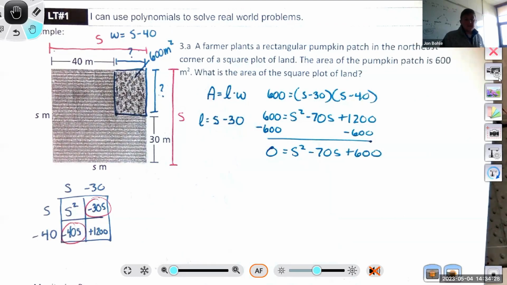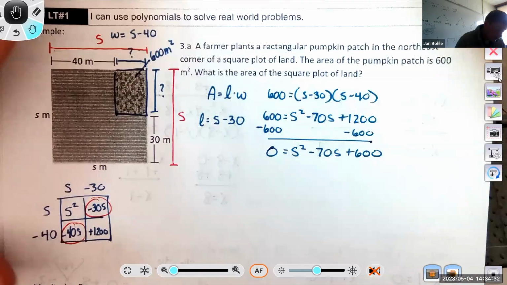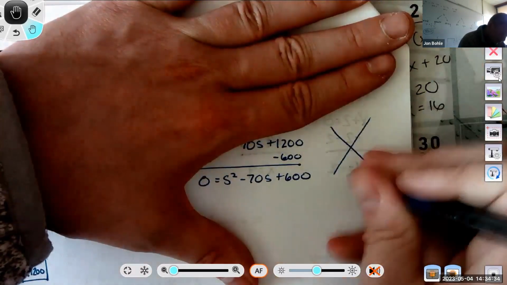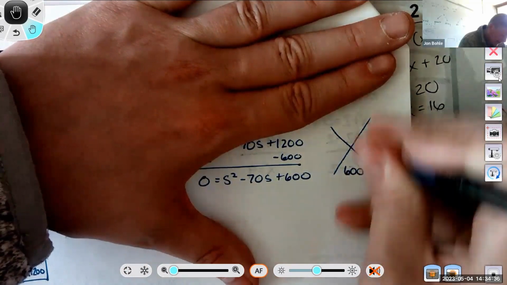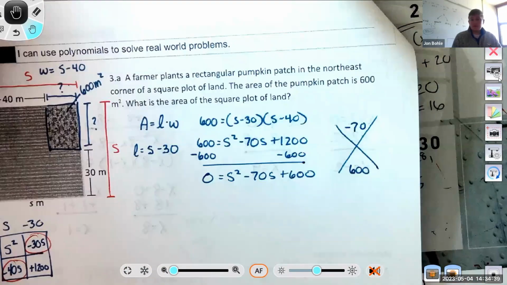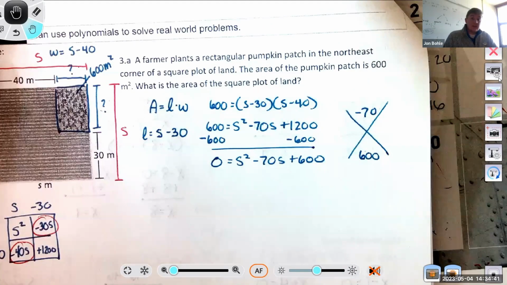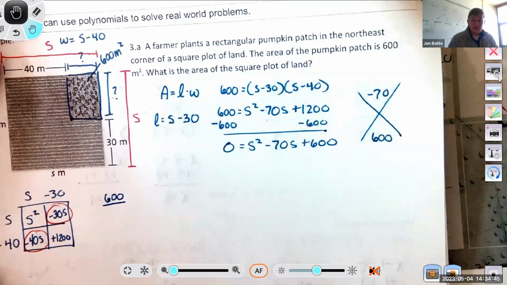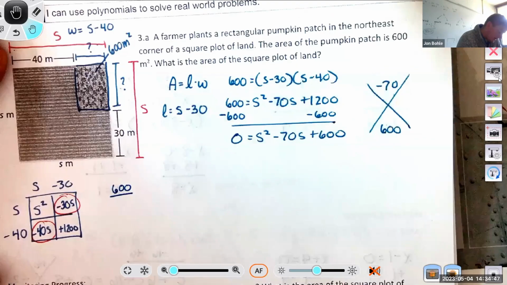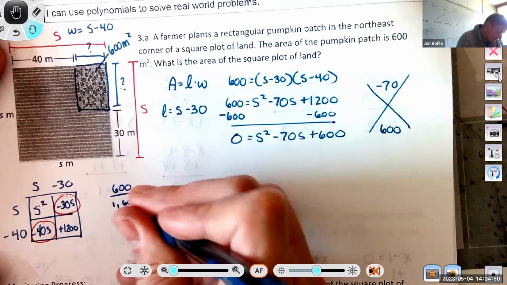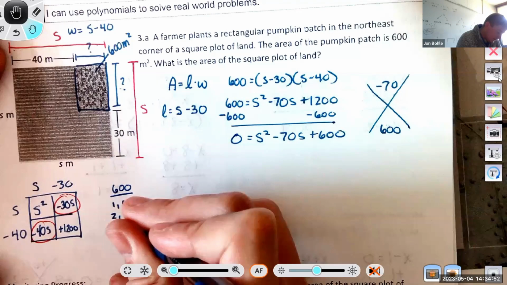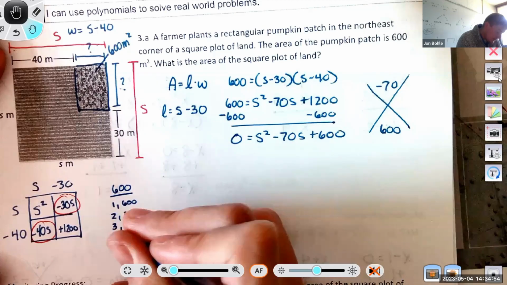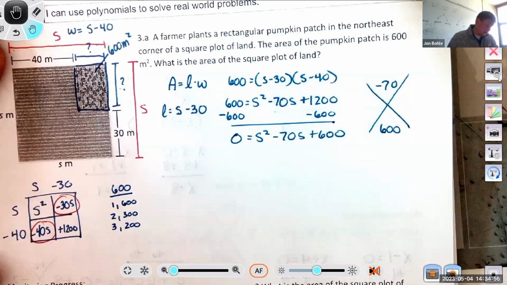Okay, since it's set equal to 0, I can now factor it. So I'm going to be looking for numbers here off on the side that multiply to 600 and add to negative 70. So I'm going to be looking for two negative numbers. Okay, you might have to do a little bit of work here. You might have to take 600 and start finding all these factors. And it could take a little while. 1 and 600, 2 and 300, 3 and 200, 4 and 150, I believe. Yeah, 4 and 150.